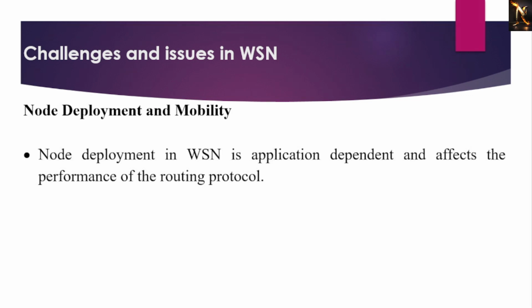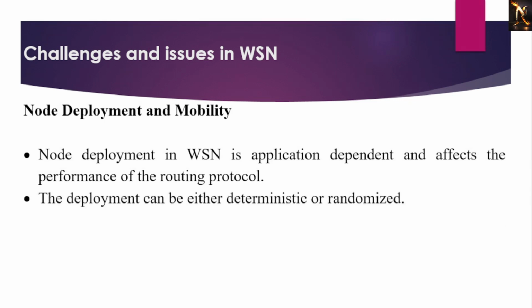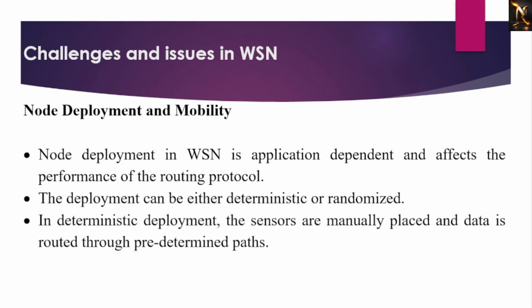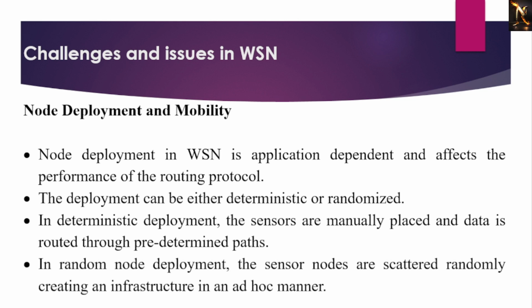The deployment of nodes in WSN is contingent upon the application and influences the routing protocol's performance. This deployment can be either deterministic or randomized. In deterministic deployment, sensors are manually positioned and data follows predetermined paths. Conversely, in random node deployment, sensor nodes are dispersed randomly, forming an ad hoc infrastructure.